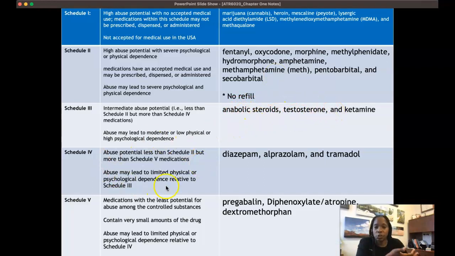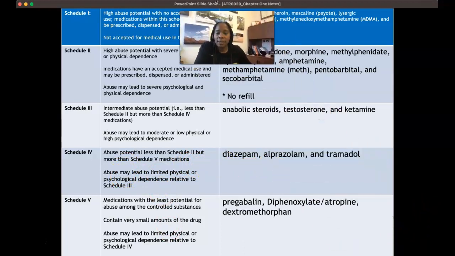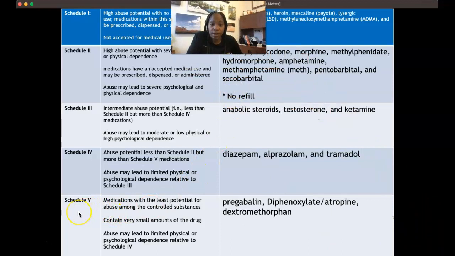And then we go down to our Schedule 4. The abuse potential is less than Schedule 2, but more than Schedule 5, and we can see that the psychological dependence kind of declines. But you've got your diazepam, your tramadol, for example. And then last but definitely not least are your Schedule 5 drugs. These are the medications with the least potential for abuse, and probably have the least amount of psychological dependence after removing the patient from the drug. And they include things like atropine, for example.